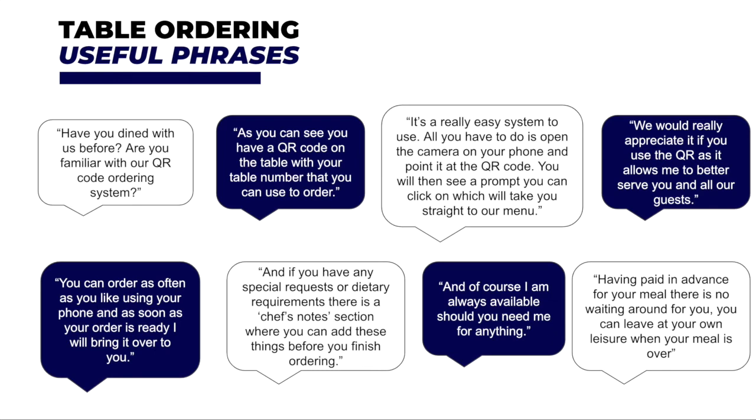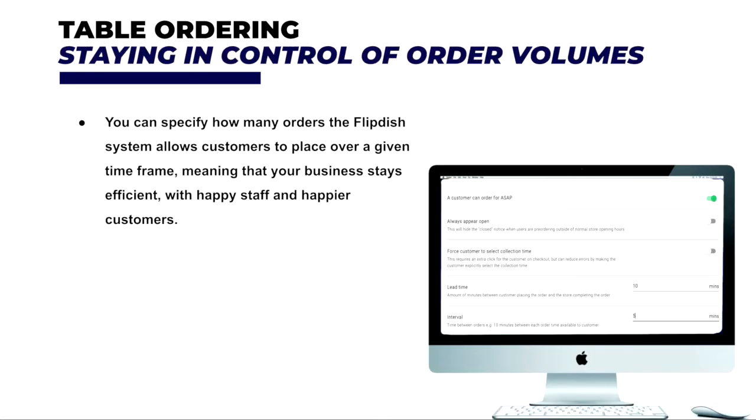Hopefully some of these phrases will be useful for you or your staff that can be worked into normal interactions with customers. Now let's take a look at some content I created on pre-orders and order throttling. These are two pieces of functionality that can greatly improve the table ordering experience for your customers. This will allow you to set correct expectations with your customers on how long it will take to receive their food, and also help your kitchen staff manage demand and stay on top of workload.